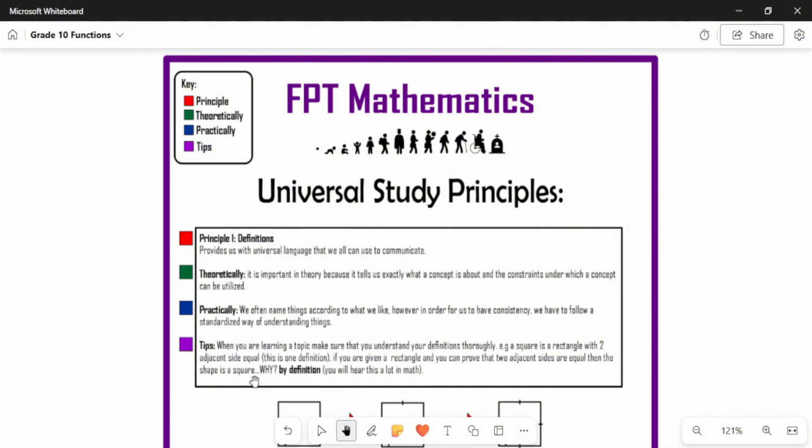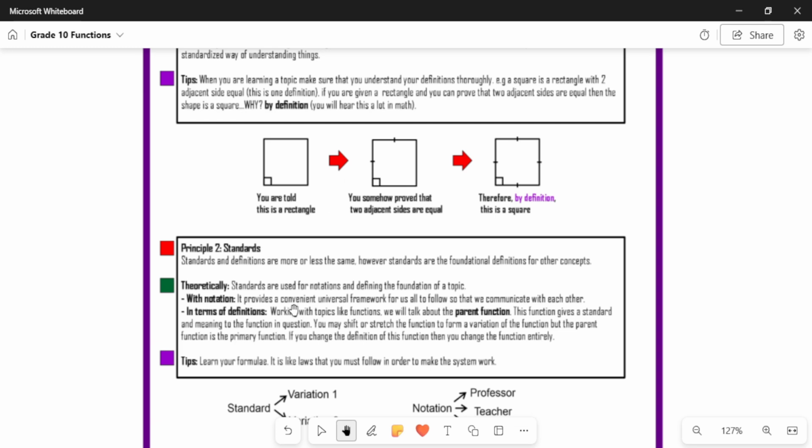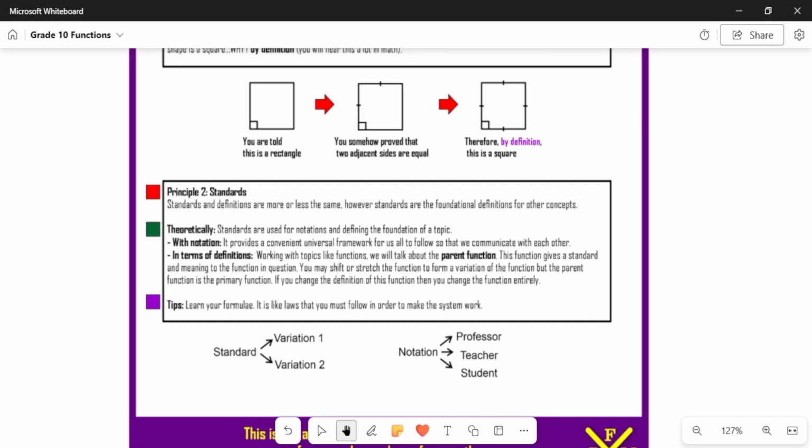By definition, the hyperbolic function has the equation y is equal to 1 over x. So this is why you need to understand your definitions so that we can start building on these ideas. Then we move over to what we call standards. Now, standards and definitions are more or less the same. However, standards are like the foundational definitions for other concepts.